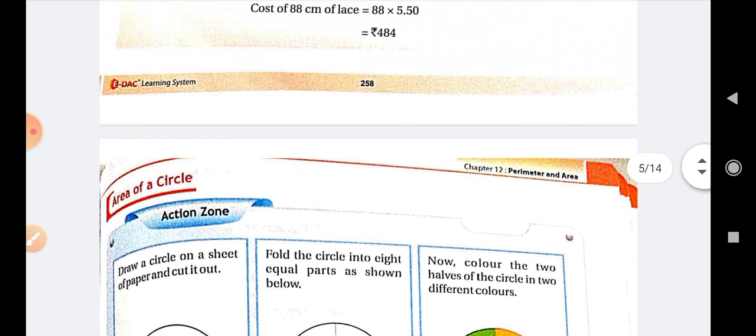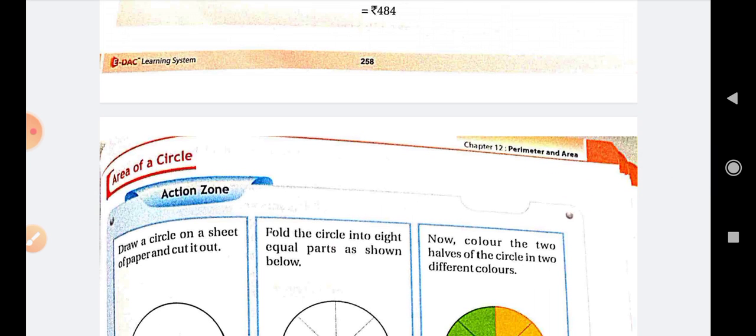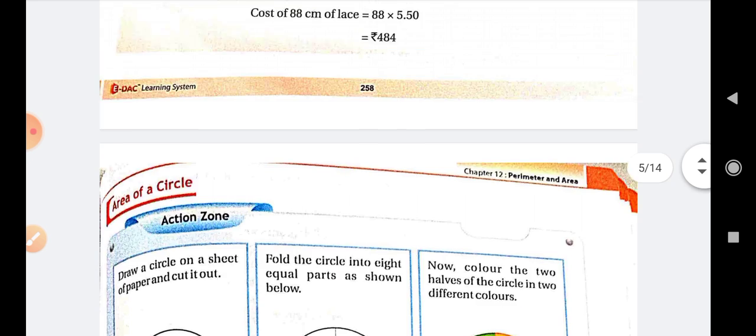And then next topic is area of circle, and we will discuss this topic in detail in next video.